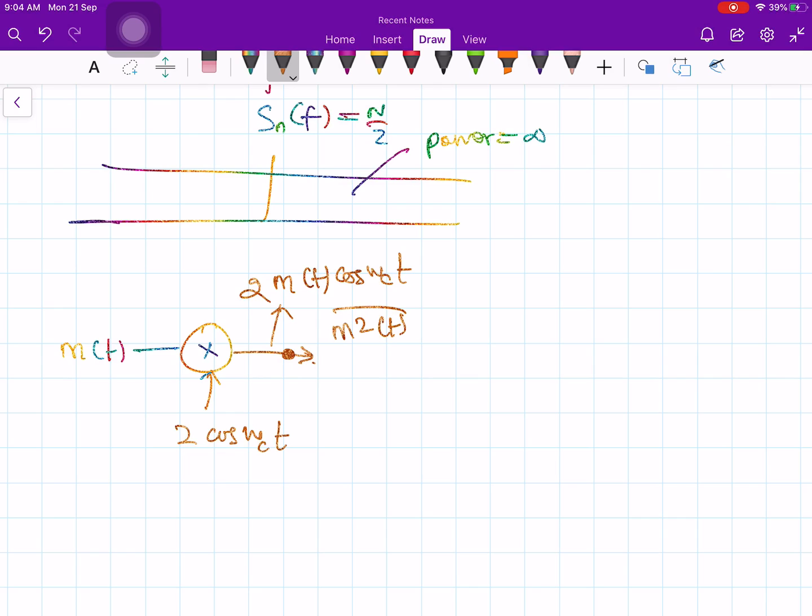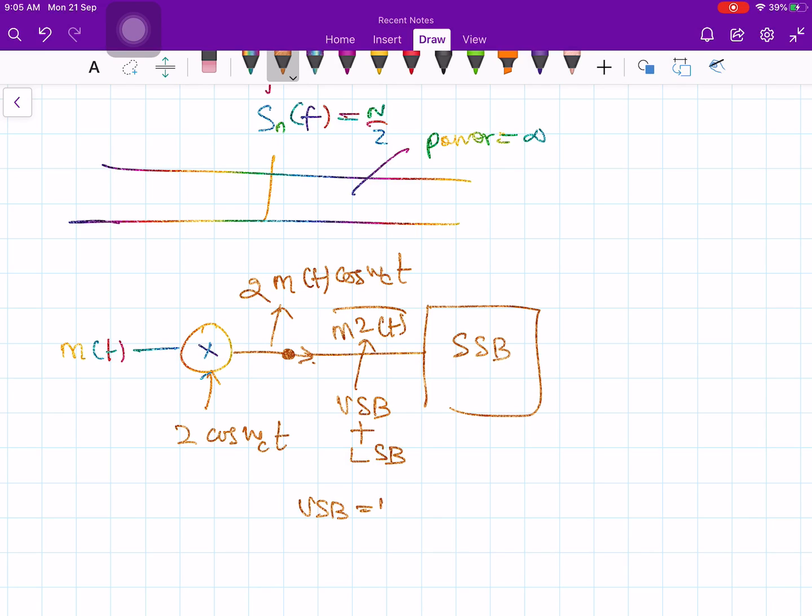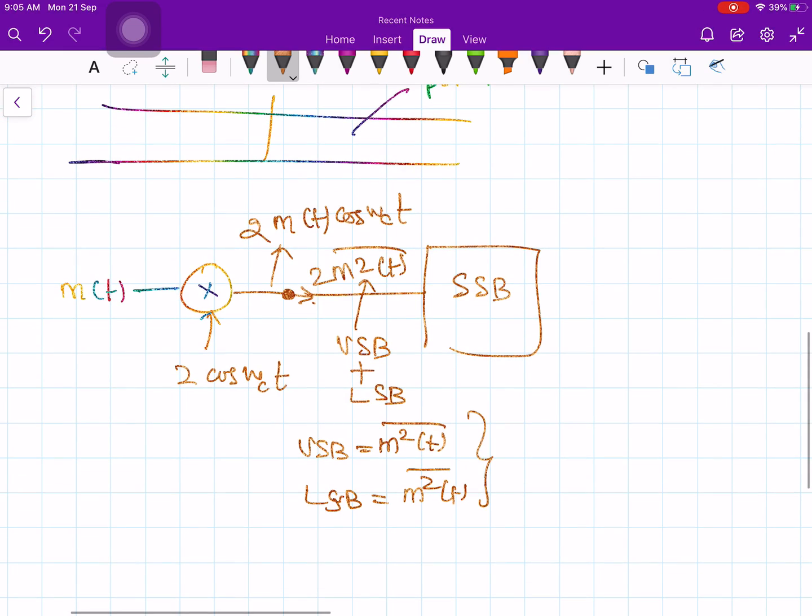Now you are putting a single sideband filter. So a single sideband filter means it removes one sideband and passes the other sideband, and this power is the power of both USB, upper sideband, plus lower sideband. Upper sideband has the power of, 2 will come here, 2 times m square of t, it is m square bar of t, and lower sideband has the power of m square of t. If you add these two, then you will get 2 times m square of t bar.